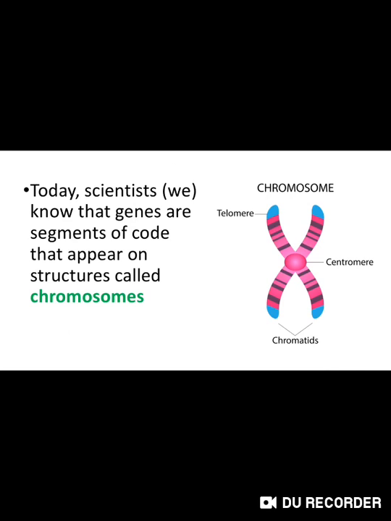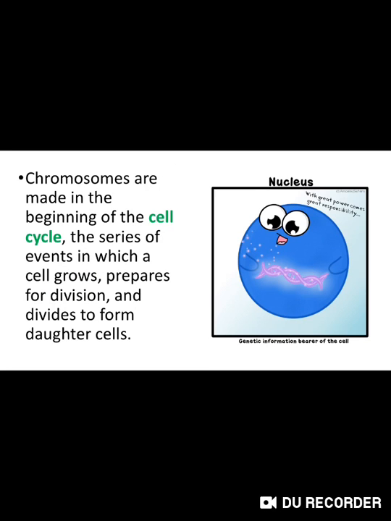Today we know that genes are segments of code that appear on structures called chromosomes. As you can see in this picture, they are shaped as an X. Chromosomes are made in the beginning of the cell cycle, the series of events in which a cell grows, prepares for division, and divides to form daughter cells.